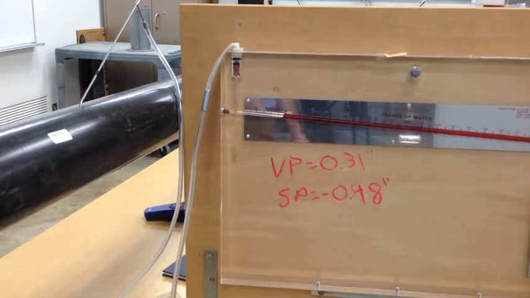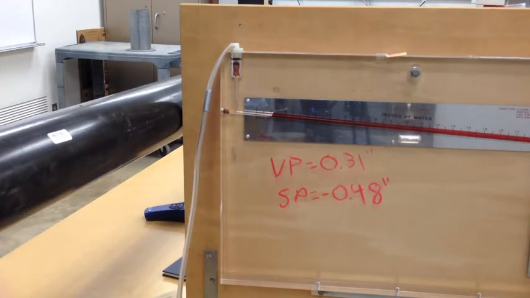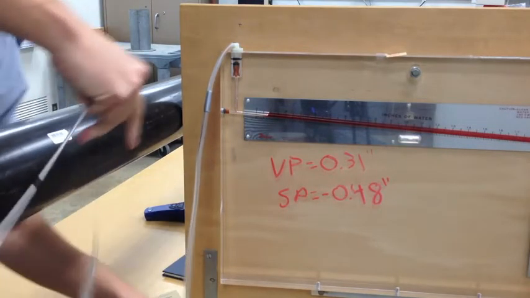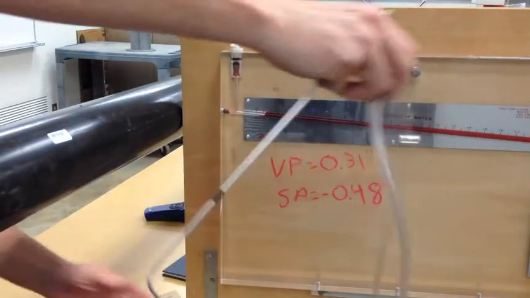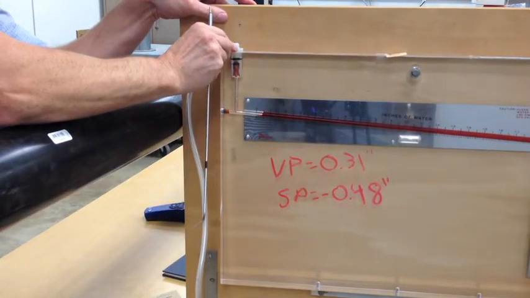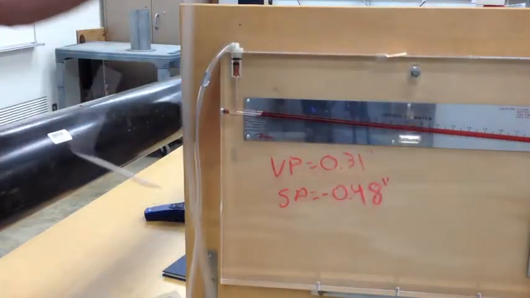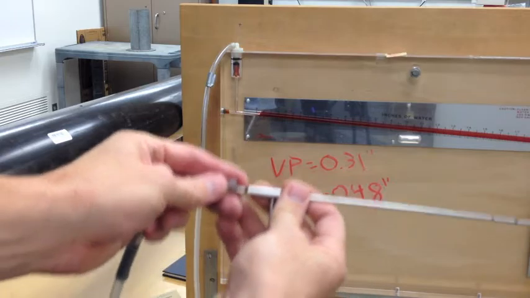Okay, we got about 0.48 inches of static pressure. Now, let's hook it up to just measure total pressure.